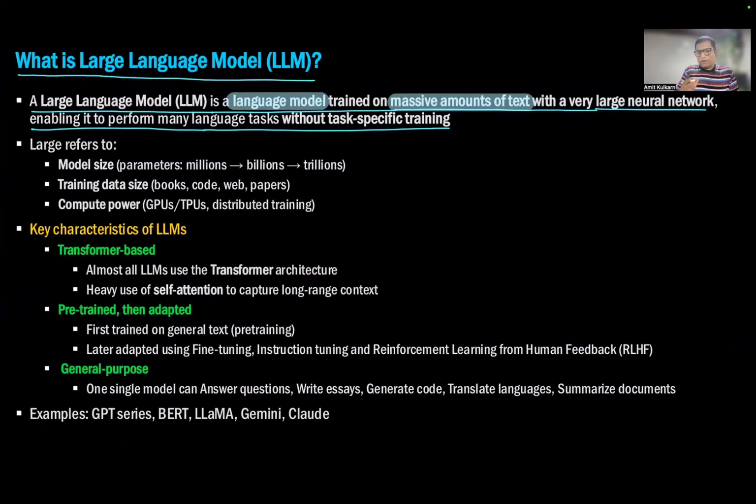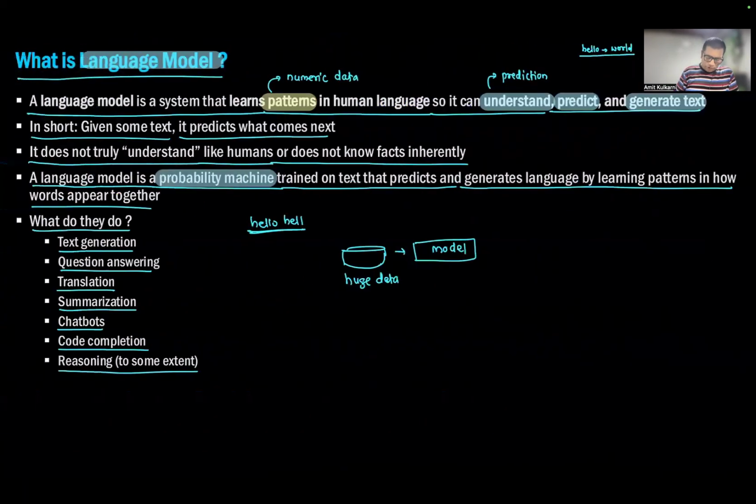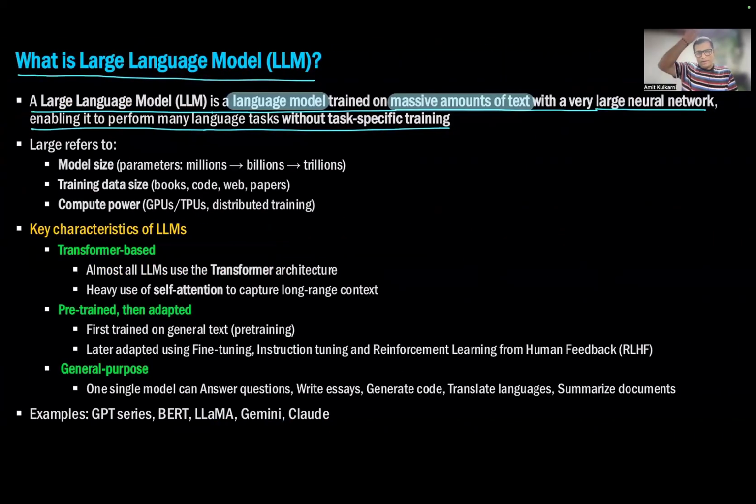Why do you think we need a massive amount of text? The reason is very simple. If I give only two words like last time, hello hell and hello world, probably it can just understand hello. After hello, it could be world or hell. But when you are going in the real world, there are n number of words out there. There are n number of possibilities out there. So to understand the possibilities, we have to have a massive amount of text.